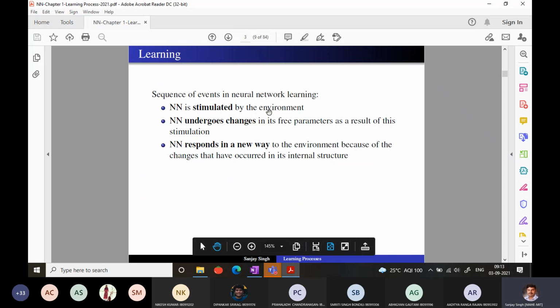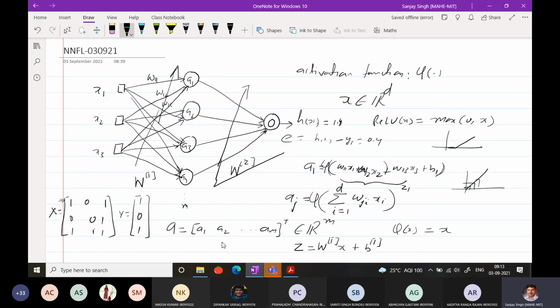You are stimulating, you are calculating the value of hx, etc. After back propagation, you are changing the free parameters. Now, due to this change in free parameters, your neural network responds in a new way to the environment because of the changes that have occurred in its internal structure. What I mean is, when you back propagated this, all synaptic weights have changed. Now you apply the second example, 0 0 1 and then 0. When you do this, a different value will come. Now it works in a completely different way, and accordingly the forward and backward passes will keep on happening. This is what I mean to say.